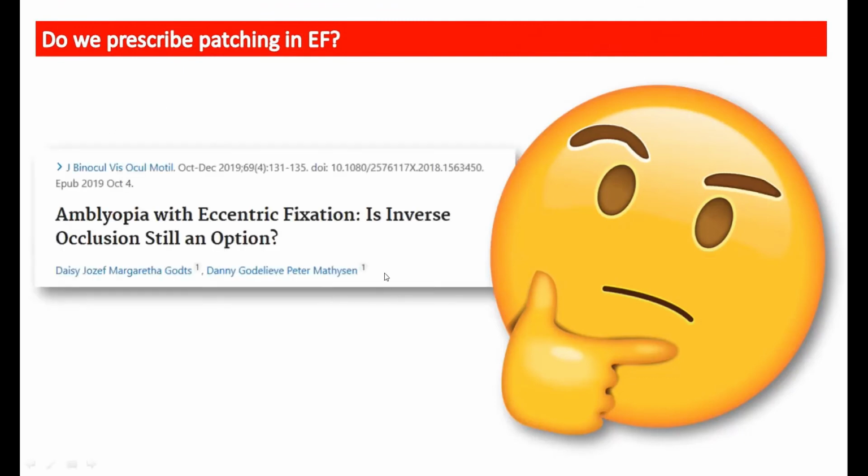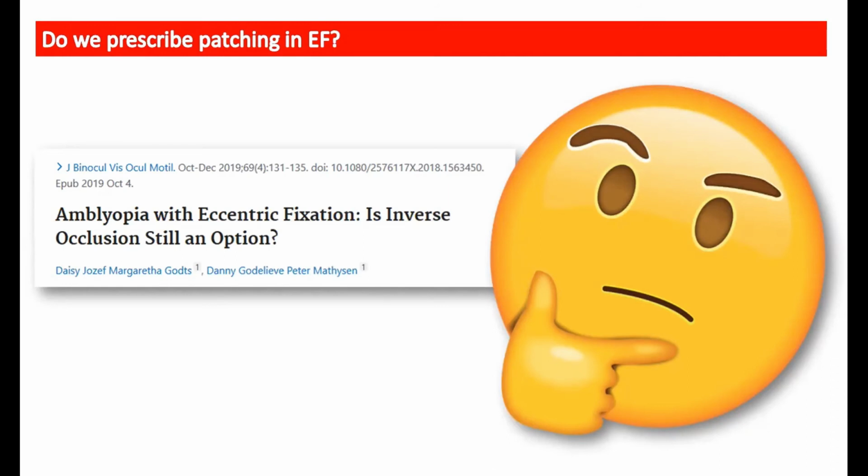And actually, there is an interesting line of treatment which is called inverse occlusion. It's an old line of treatment, and it is now revisited again. As you see here, this paper is from 2019. So in summary, inverse occlusion means to occlude the amblyopic eye, because the amblyopic eye has eccentric fixation. There is another point other than the fovea that is fixating.